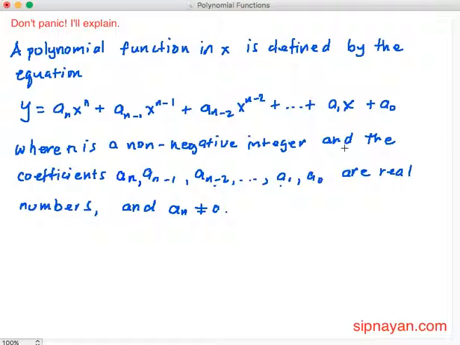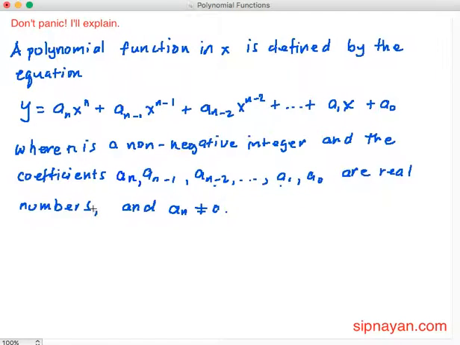So sabi natin, a polynomial function in x is defined by the equation y equals a sub n x to the n plus a sub n minus 1 x to the n minus 1 plus a sub n minus 2 x to the n minus 2 plus and so on plus a sub 1 x plus a sub 0, where n is a non-negative integer, and the coefficients a sub n minus 1, a sub n minus 2, all the way to a sub 0 are real numbers and a sub n is not equal to 0.